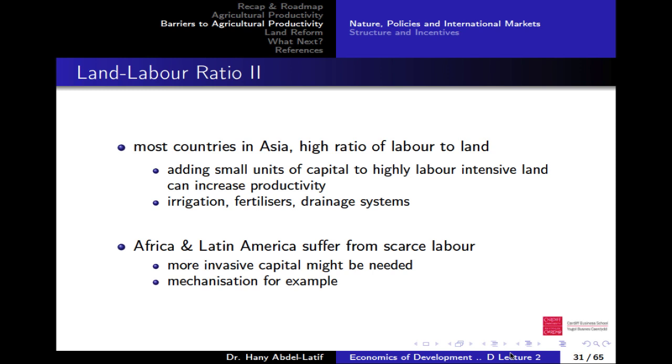Another reason could be the land labor ratio. So it's not the right mix. Well, with some use of capital, it might help. So again, this doesn't cover the full story. It doesn't tell us the full picture. Then urban bias.